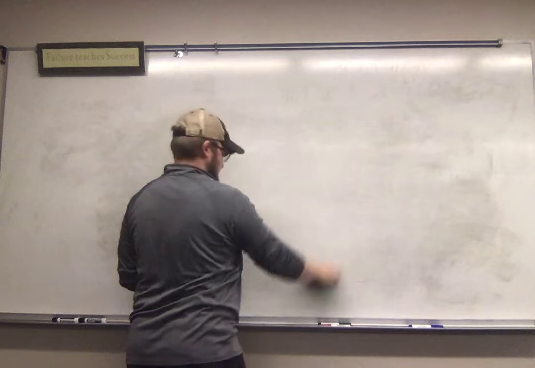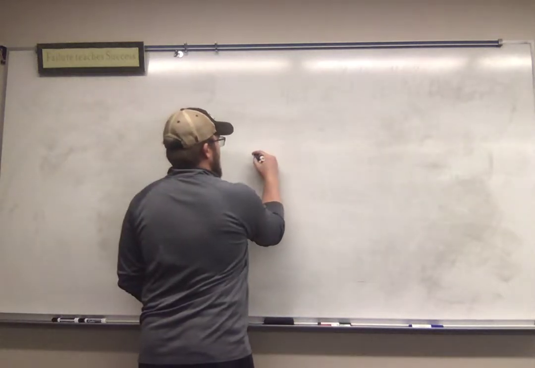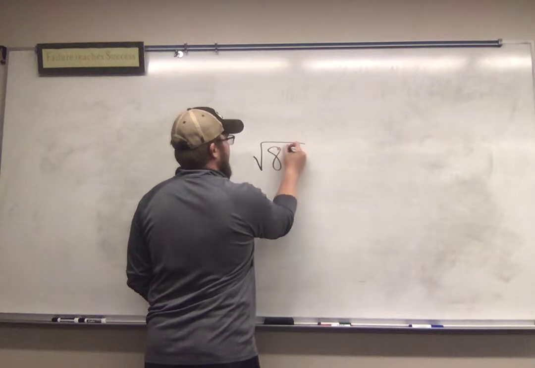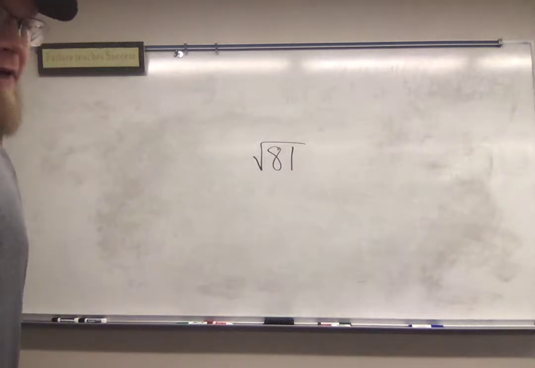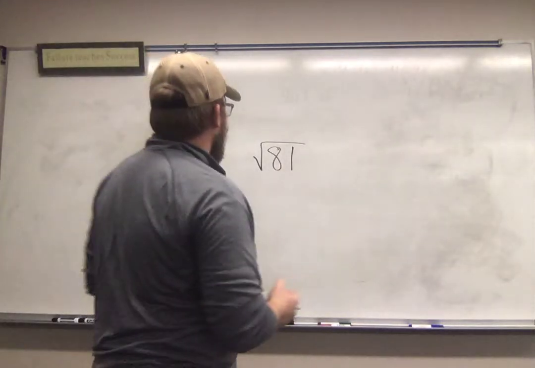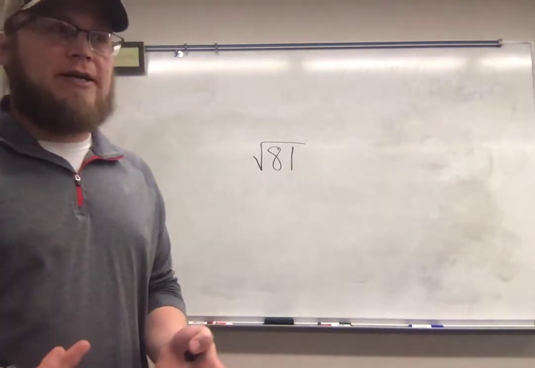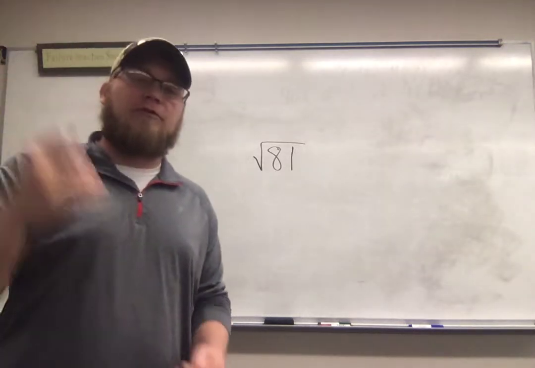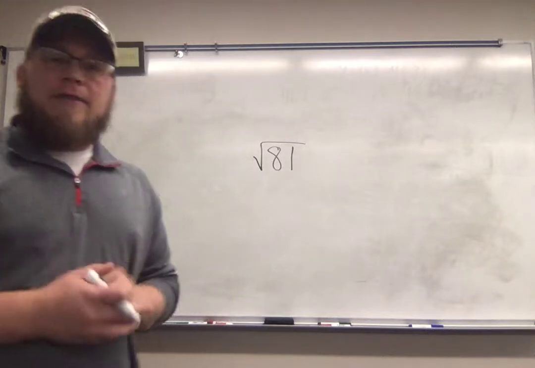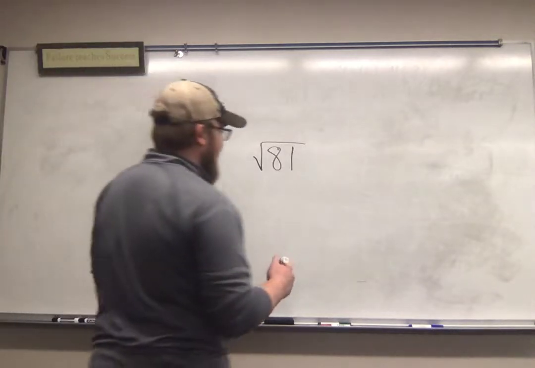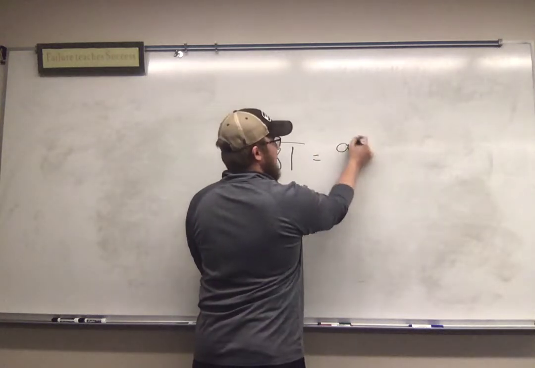Let's just try a little bit tougher one. Square root of 81. Now this is where you've got to start thinking. If you go through your head, 5 times 5 is 25, 6 times 6 is 36. We're getting a little bit closer. Maybe we should jump a little further. 8 times 8 is 64, and the next one, 9 times 9, is 81. So the square root of 81 is going to be 9.